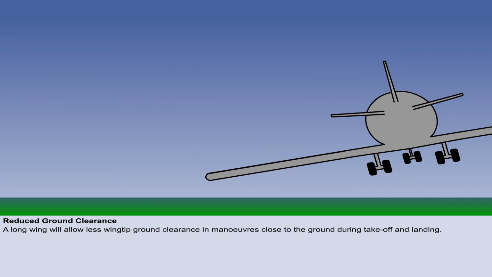This phenomenon is known as aerodynamic damping and will be covered in greater detail later in the syllabus. A long wing will allow less wingtip ground clearance in maneuvers close to the ground during takeoff and landing, which could be a significant factor in a crosswind or gusty conditions.